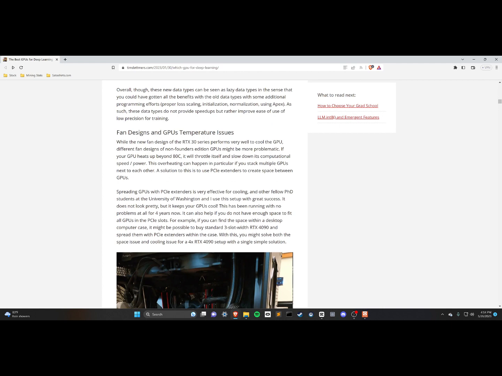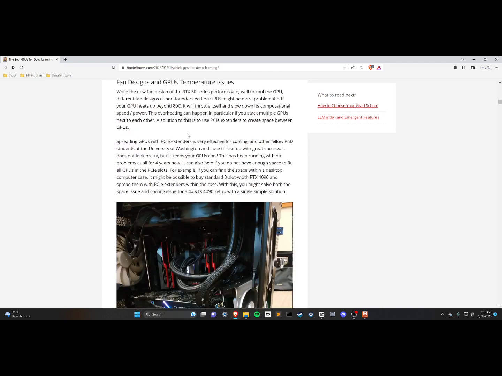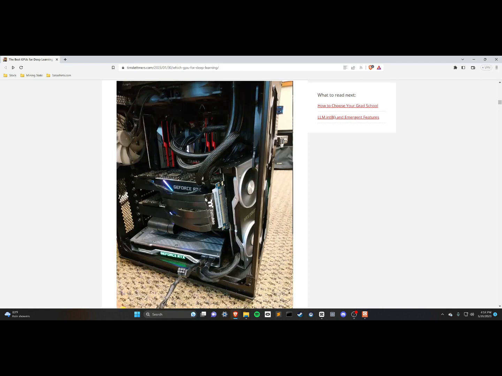So, fan designs and GPU temperature issues. Since you are going to have a bunch of them tightly compacted together, getting server cases is probably going to be a must for this, just to have the high intensity airflow. These are 16x extender cables. They're not risers, but they do work. So just be mindful.